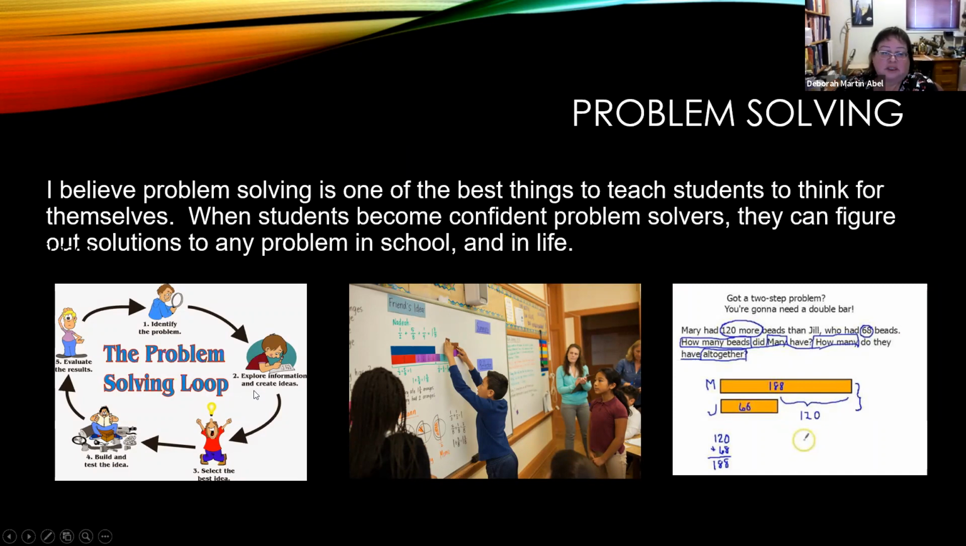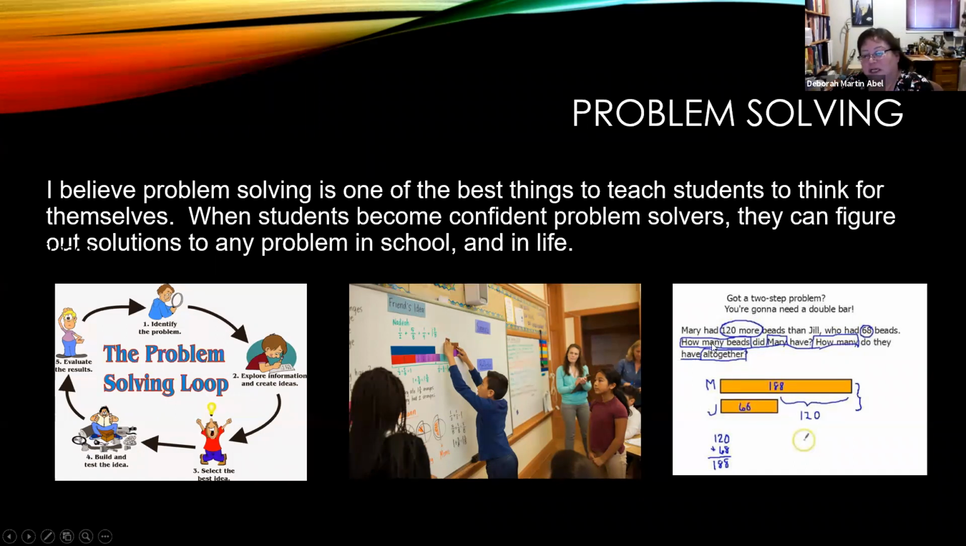So: identify the problem, look for information, explore it, select the best ideas, build and test, and then look at your results. That's the hard thing too, is that sometimes people just see numbers and add the first time when they first come in because they don't know what else to do. They're not familiar with the language of how problems are set up. But once you teach them how to do that, they do learn.